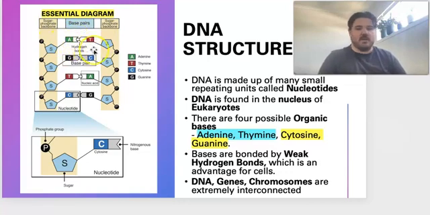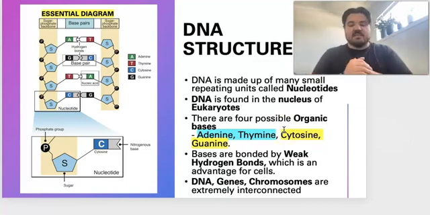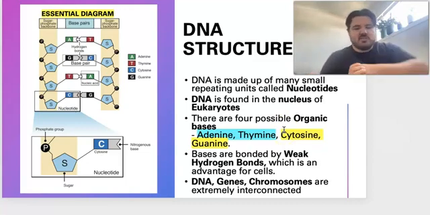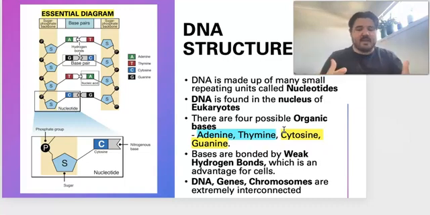So whether it's an adenine, thymine, guanine, or cytosine, okay? Now, looking at the types of bonds is actually quite important in DNA structure. So bases are bonded by weak hydrogen bonds. Now, you might think, what's the point in that? But it's actually one of the positives, one of the benefits of DNA.